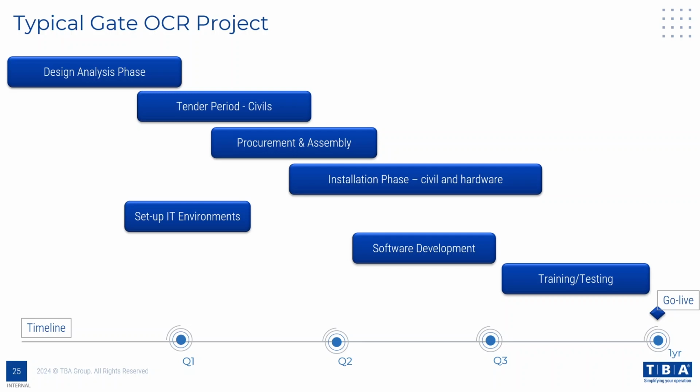So, setting up the IT environments and actually doing the software development will sit nicely in parallel with all the civil work. And for the training and testing phase, once everything's in place, it's probably about 3 months to go through the testing phases with the various systems, and I go live somewhere about a year from concept.